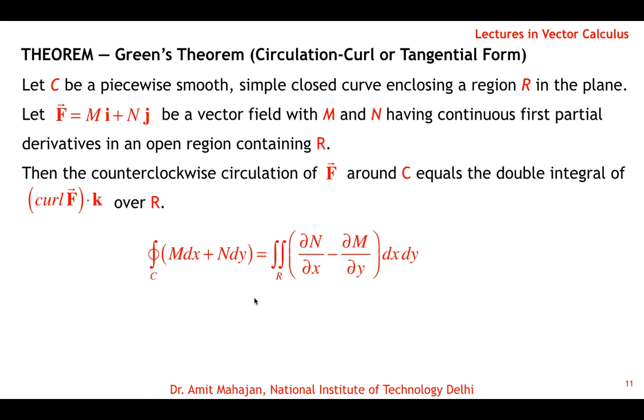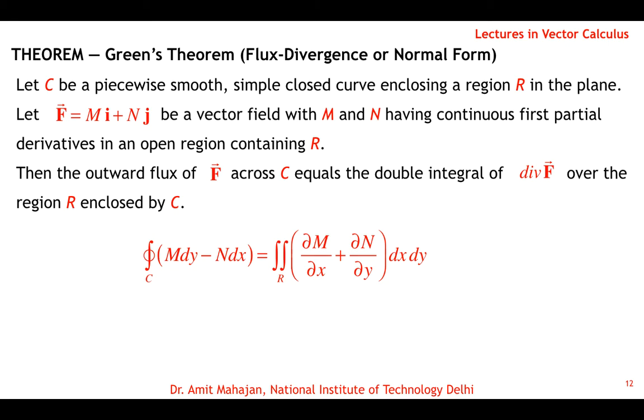Okay, the other form of Green's theorem is the flux divergence, or the normal form. So again, let C be a piecewise smooth simple closed curve enclosing a region R in the plane, and let F be a vector field with M and N having continuous partial derivatives in an open region containing R. Then the outward flux of the field across C equals the double integral of the divergence of F over the region R enclosed by C. So the outward flux can be calculated using the double integral of the divergence.